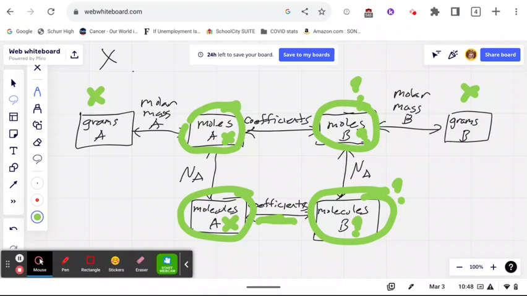They can't be converted directly. We can't use the coefficients to convert from grams of A to grams of B. So what we have to do is go from grams of A over to moles of A. Then once you have moles of A, you can use the coefficients to convert to moles of B. Then once you have moles of B, you can use the coefficients to convert to grams of B. And so that's how you would go ahead and do a mass problem.